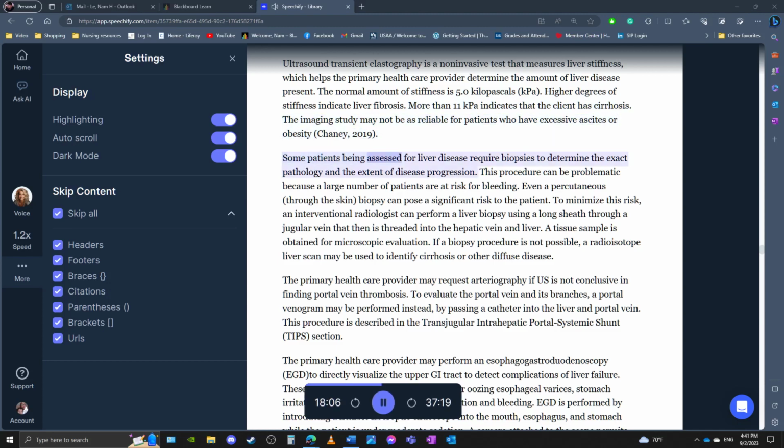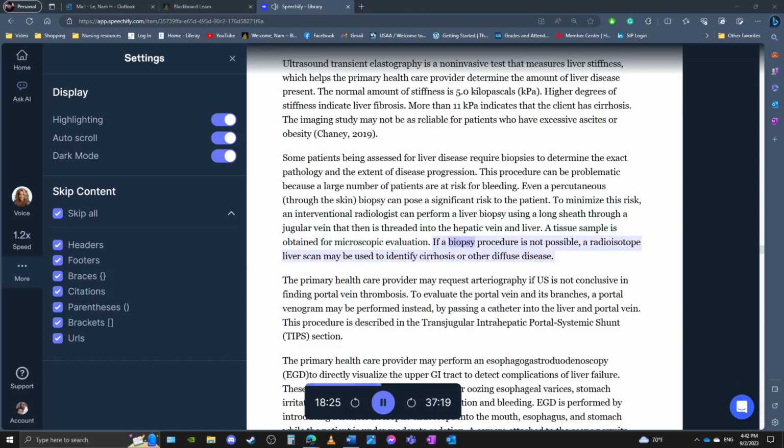Some patients being assessed for liver disease require biopsies to determine the exact pathology and the extent of disease progression. This procedure can be problematic because a large number of patients are at risk for bleeding. Even a percutaneous biopsy can pose a significant risk to the patient. To minimize this risk, an interventional radiologist can perform a liver biopsy using a long sheath through a jugular vein that then is threaded into the hepatic vein and liver. A tissue sample is obtained for microscopic evaluation.